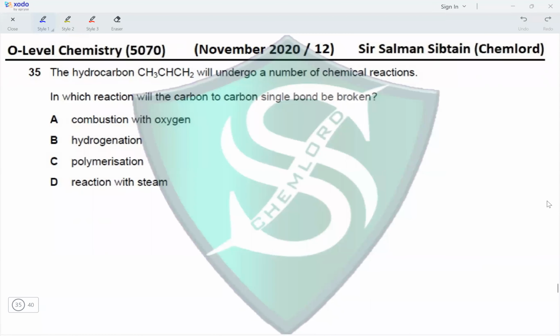Question 35. The hydrocarbon CH3CH CH2 will undergo a number of chemical reactions. In which reaction will carbon-carbon single bond be broken? Okay, so we have got CH3, then we have got CH, and then we've got CH2. So there is a double bond present between the second and the third carbon atom in the structure. However, when we name this, the carbon atom with the double bond will be given the least number. It will be given priority.